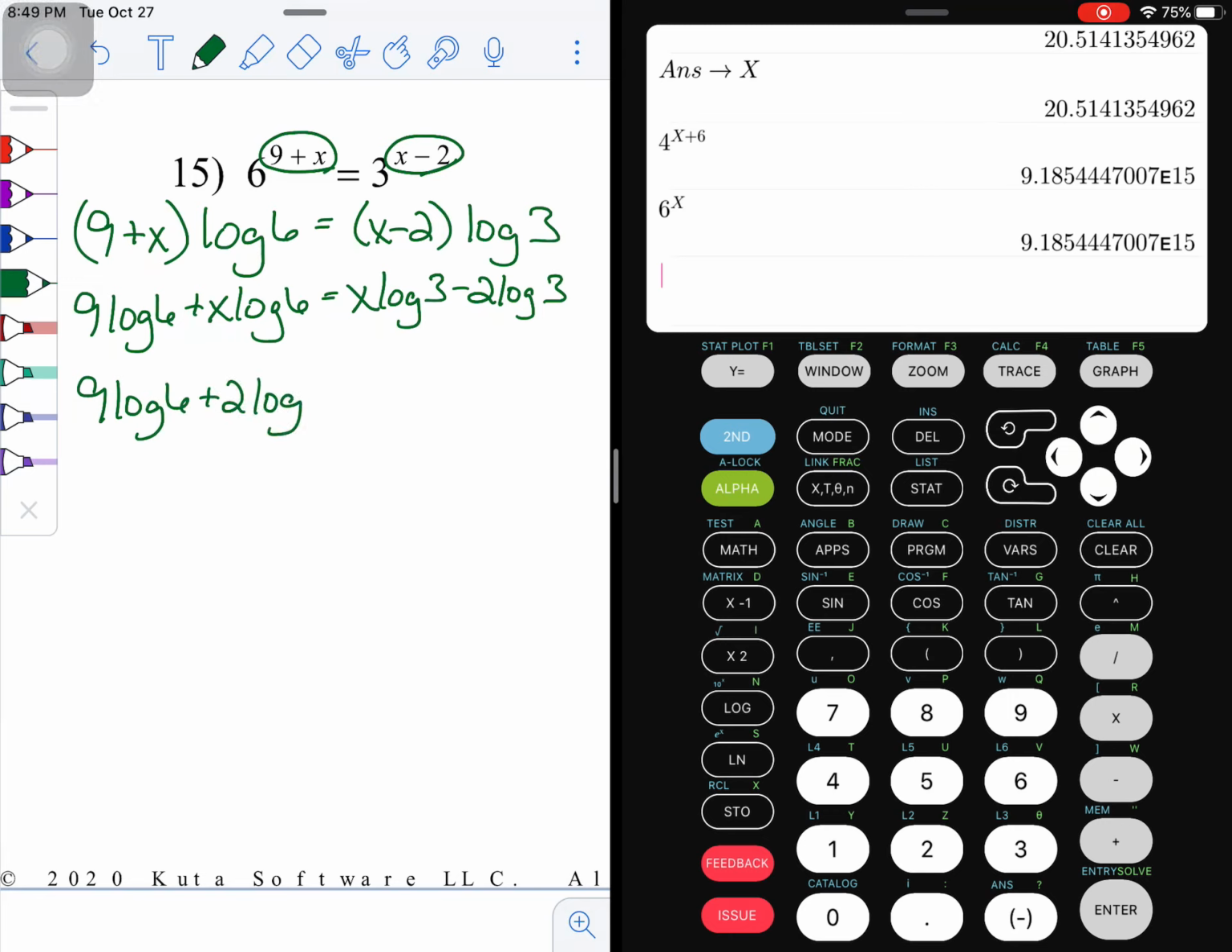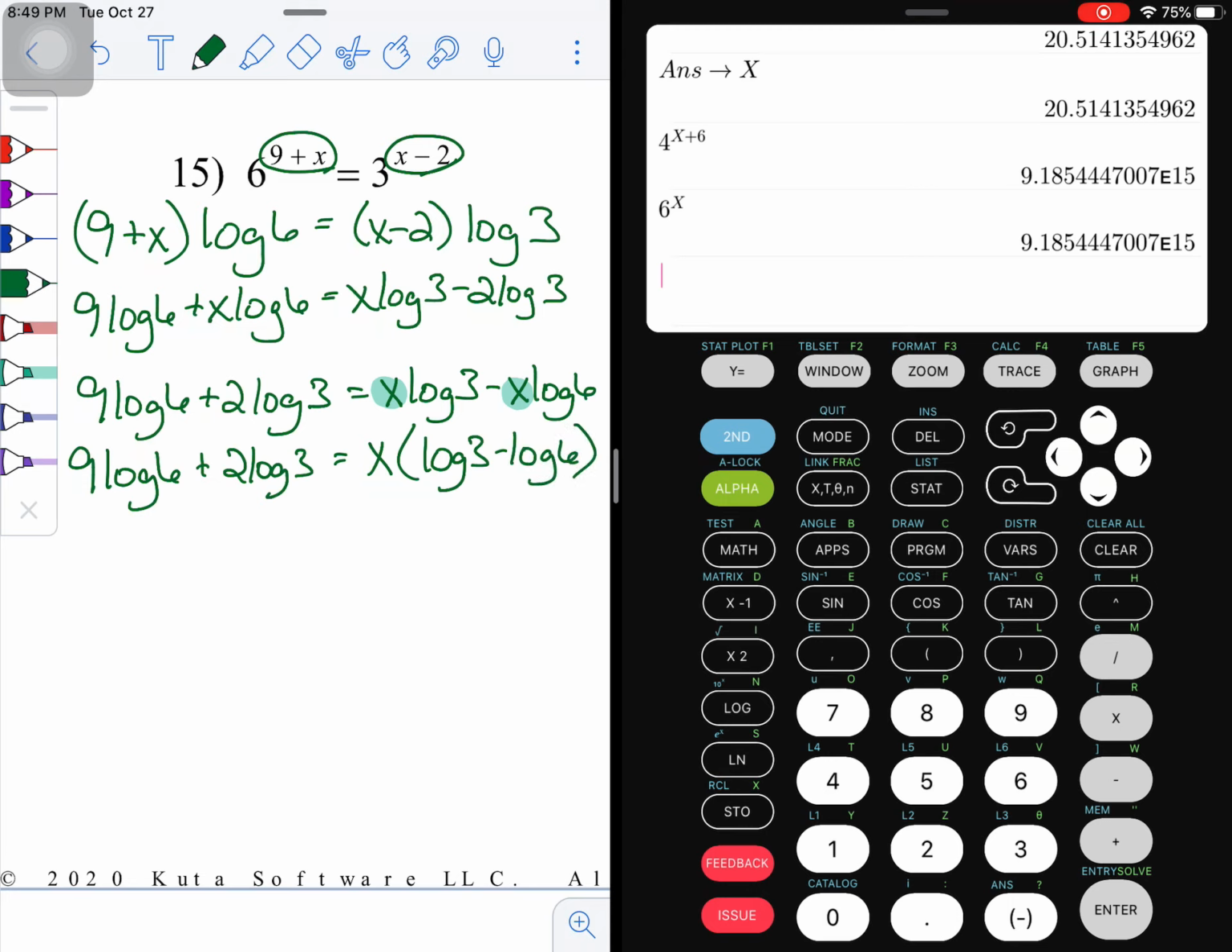So 9 log 6 plus 2 log 3. So everything on the left side now is just numbers. It's just constant values. And then on the right side, x log 3 minus x log 6. So little x here, little x here. I'm going to factor those out. Okay. So this whole left side, as messy as it is, is going to stay what it is. All right, x times log 3 minus log 6 when we factor out the x. Divide both sides by log 3 minus log 6.